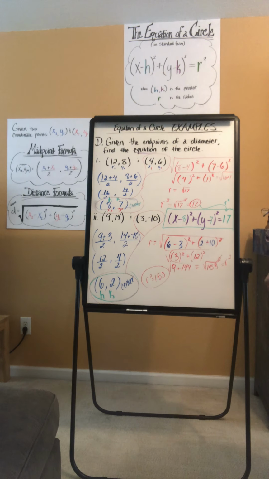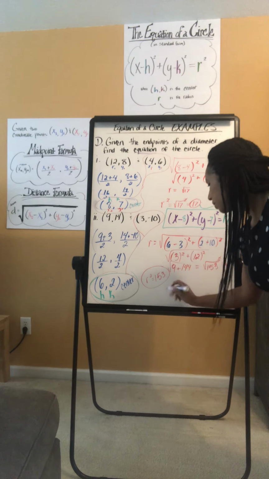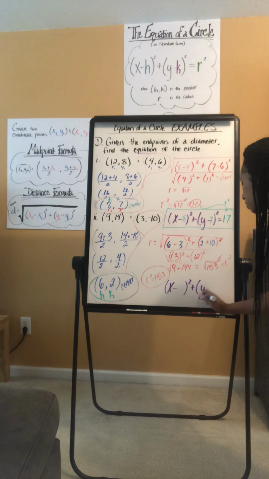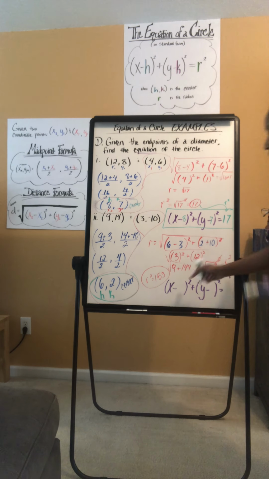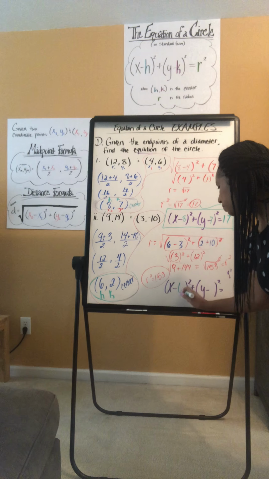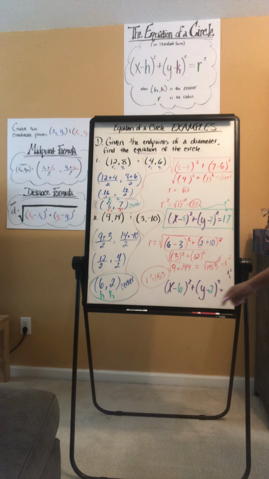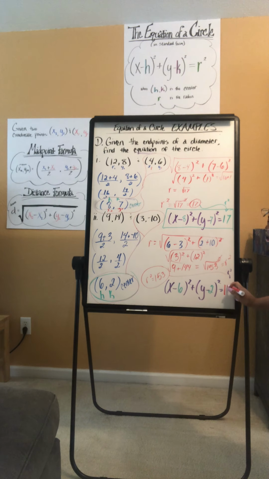And now that I have all my parts, I can go ahead and write the equation of the circle in standard form. So x minus blank squared plus y minus blank squared, and this is going to be where my r squared goes. Okay, my h was 6, my k was 2, and my r squared from over here from our distance formula was 153. And that is our answer.